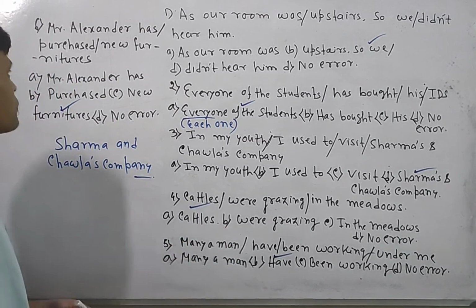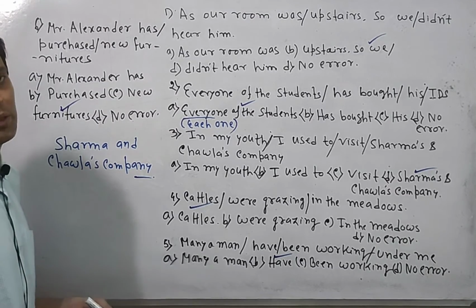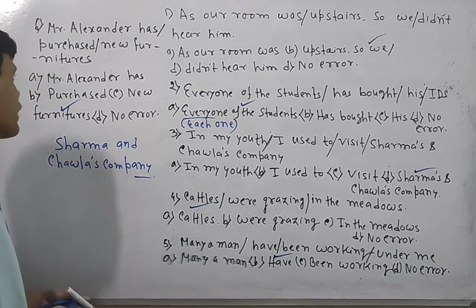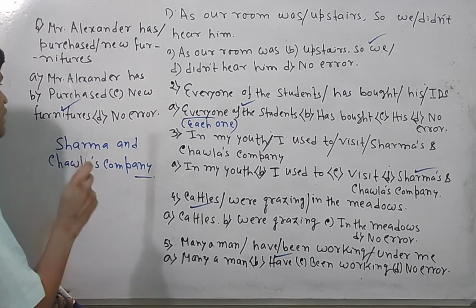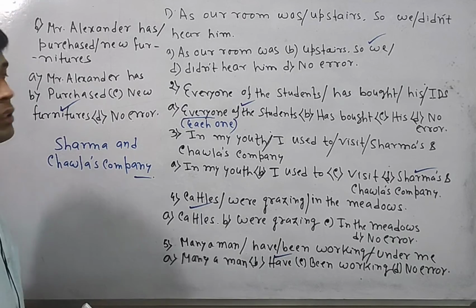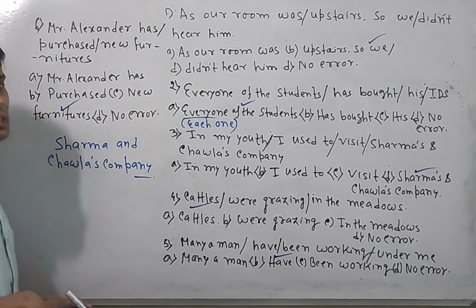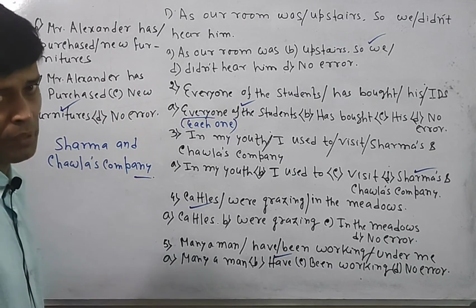In the last question, Mr. Alexander has purchased new furniture, basically based on the present perfect tense category. There is no mistake in the first part or second part, rather in the third part the mistake lies. So there is an error in the sentence. Furniture itself is singular or plural, there is no need to use s after that.